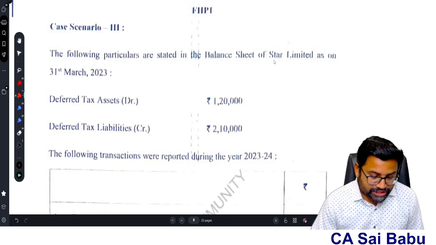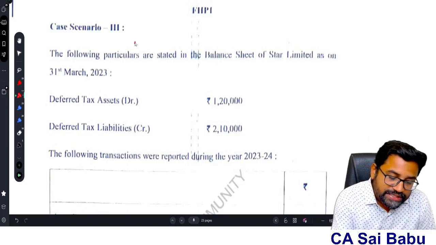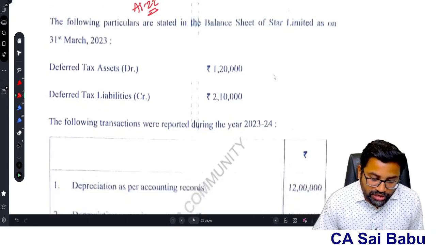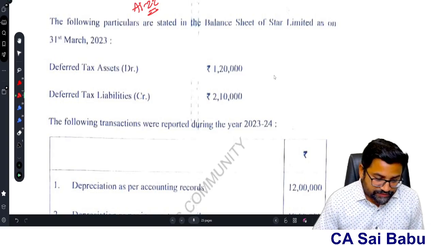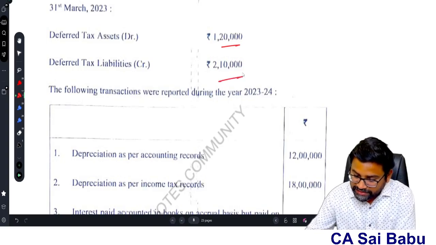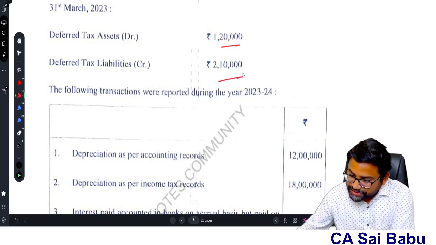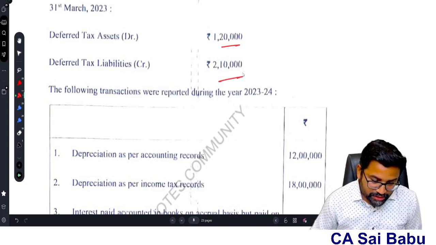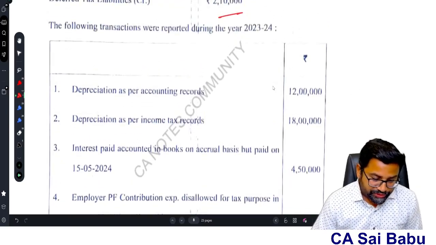Now come to the case scenario 3. Case scenario 3 is entirely based on accounting standard 22, that is deferred tax assets. Following particulars are stated in the balance sheet of the Star Limited as on 31st March. Deferred tax assets 1,20,000, deferred tax liabilities 2,10,000. Now they are asking us to calculate, given the following transactions reported for 23-24.